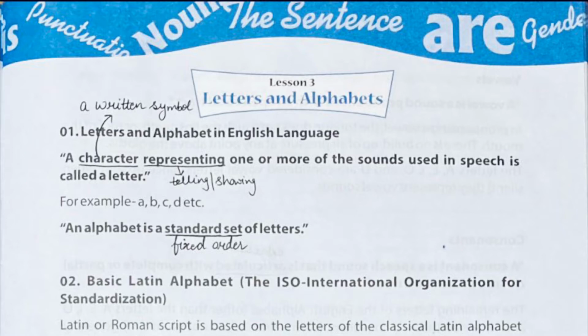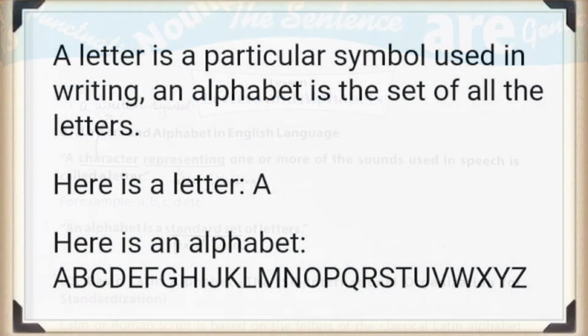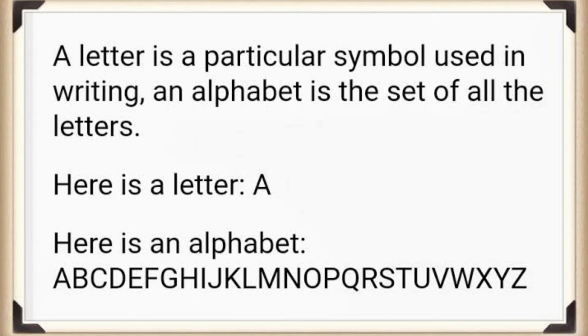An alphabet is a standard set of letters. Standard set means a fixed order of letters, and an alphabet is a set of letters usually represented in a fixed way. So we follow that fixed order. I want to make it more clear to you with the help of this picture.